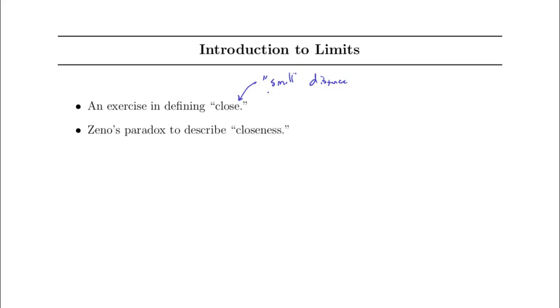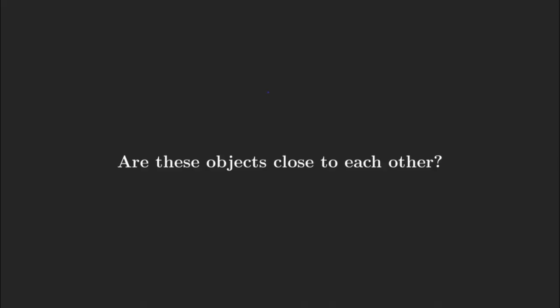And then we'll talk about Zeno's paradox and how that can be used to kind of describe closeness or small distances. Zeno famously has three, I think, paradoxes describing how motion can't happen, which is kind of a weird idea. And we're going to focus in on one of them to just try and describe this idea of a small distance.